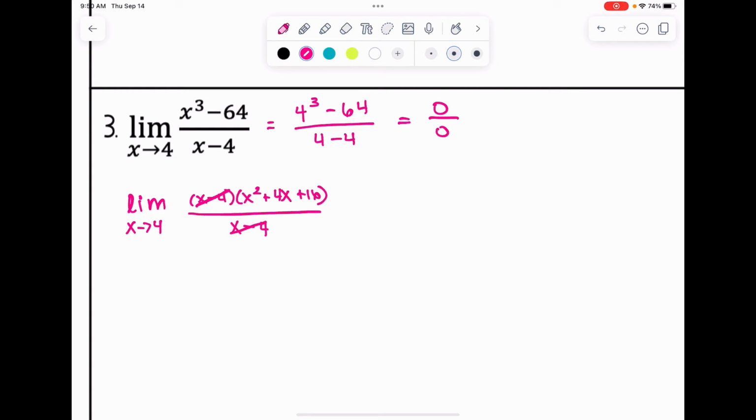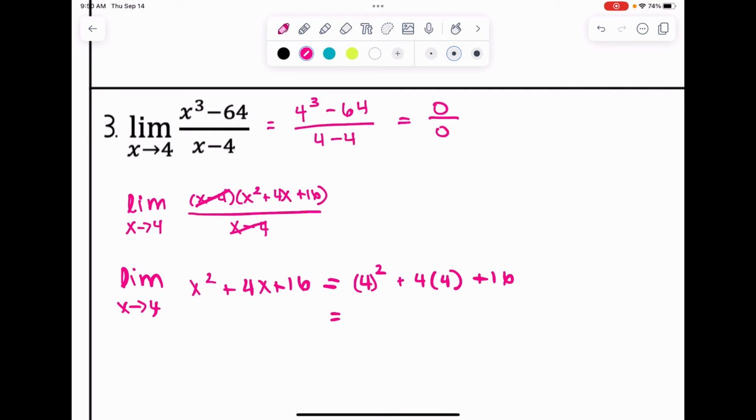All right, let's get rid of these x minus 4's. And now let's resubstitute in. So I have 4 squared plus 4 times 4 plus 16. So this will give us 16 plus 16 plus 16, which will give us 48.